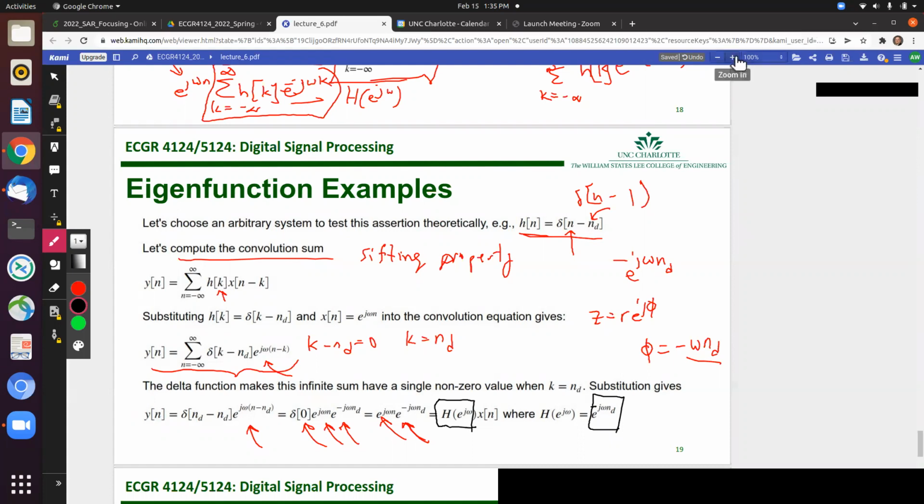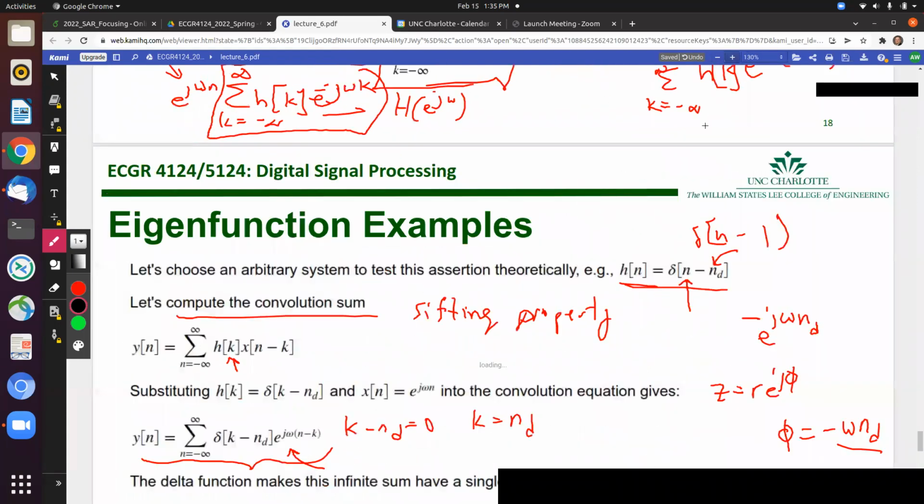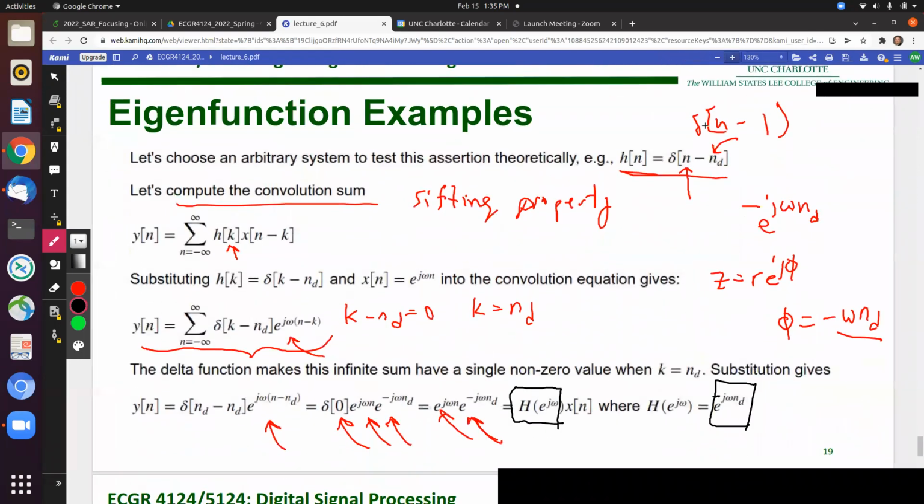I'm going to make this slide just a little bit bigger, maybe a little bit easier to read. Excuse me. Is there a question online? Yes.